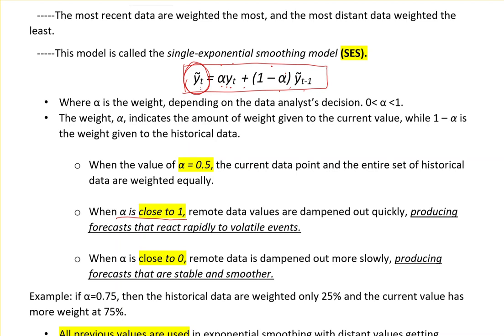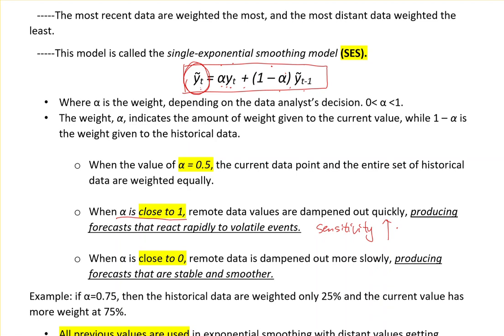Right? So that means the sensitivity is very high if alpha is closer to 1. All right, the other way, if alpha is close to 0, what does that mean? We say alpha is the weight for the current value. Alpha is closer to 0, that means the current value is not very important. All the previous values, the historical values, are very, very important for the prediction, right?